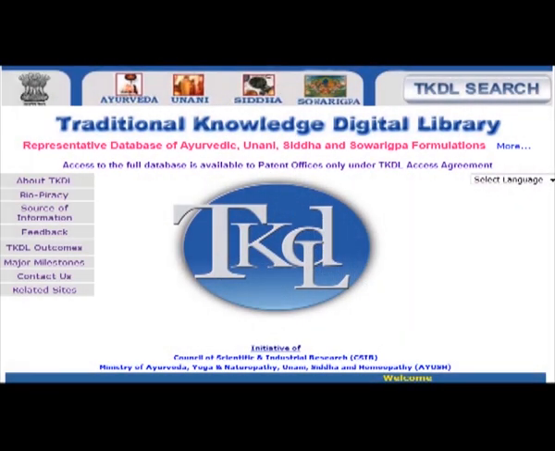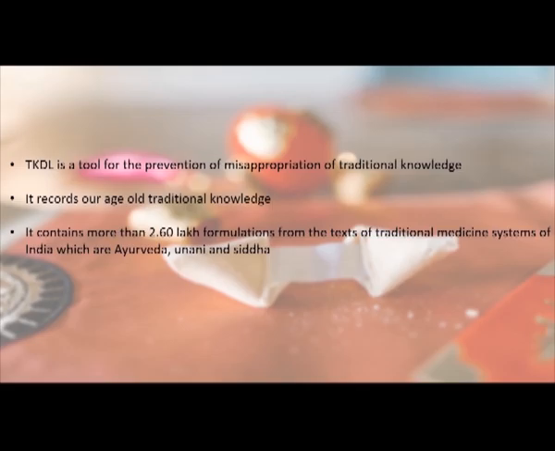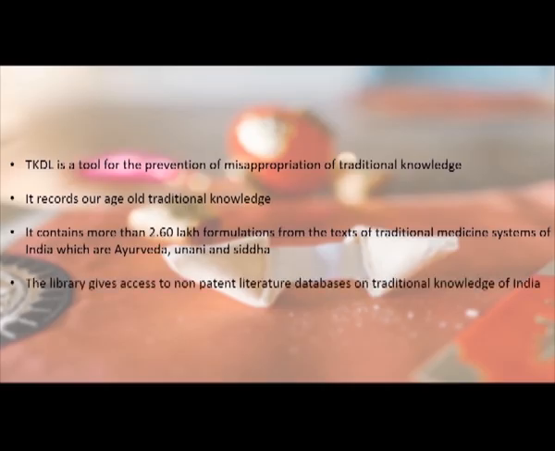When we talk about the defensive mechanisms, we have the Traditional Knowledge Digital Library, the TKDL. TKDL is a tool for the prevention of misappropriation of traditional knowledge. It records our age-old traditional knowledge. It contains more than 2.60 lakh formulations from the texts of traditional medicine systems of India, which are Ayurveda, Unani and Siddha. And this library gives access to non-patent literature databases on traditional knowledge of India.